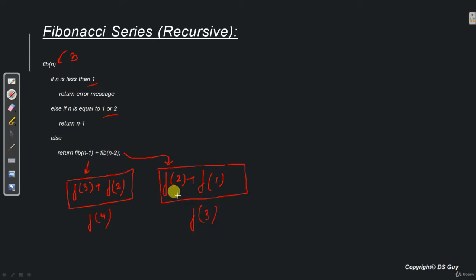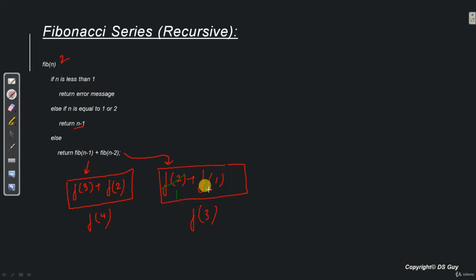Now incidentally, we don't even know the value of Fibonacci 2 or Fibonacci 1. So we have to again do a recursive call. So we put 2 over here and say if n is less than 1, no. If n is equal to 1 or 2, yes, it is equal to 2. So return n minus 1. So it will return a 1. So instead of f of 2, we replace it with 1. That is 2 minus 1.